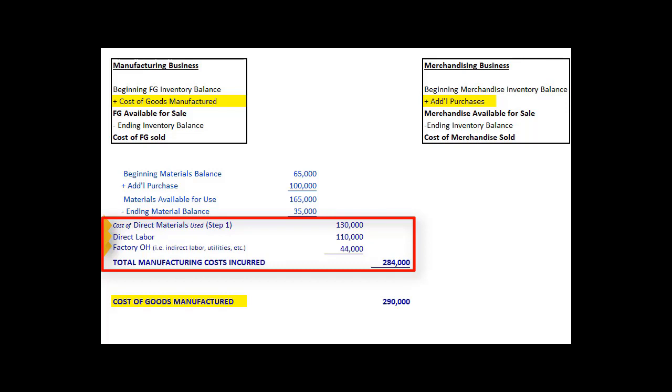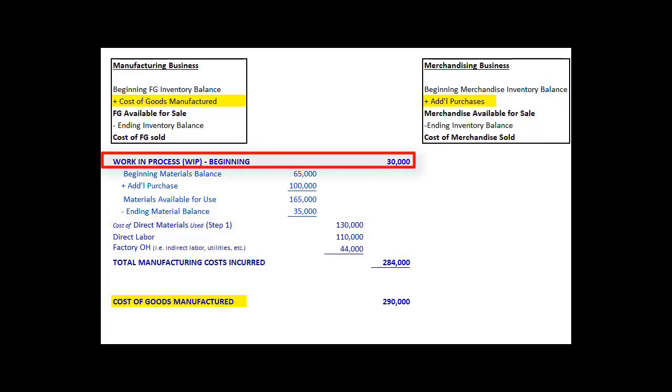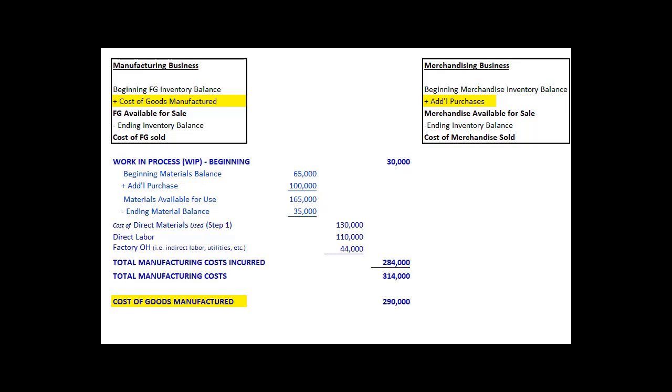We add to it the work in process balance, also known as WIP, the beginning balance, and this comes from the ending balance in the prior period, and that's $30,000. So now we arrive at the total manufacturing costs, which is $314,000. That is the work in process beginning balance plus the total manufacturing costs incurred.